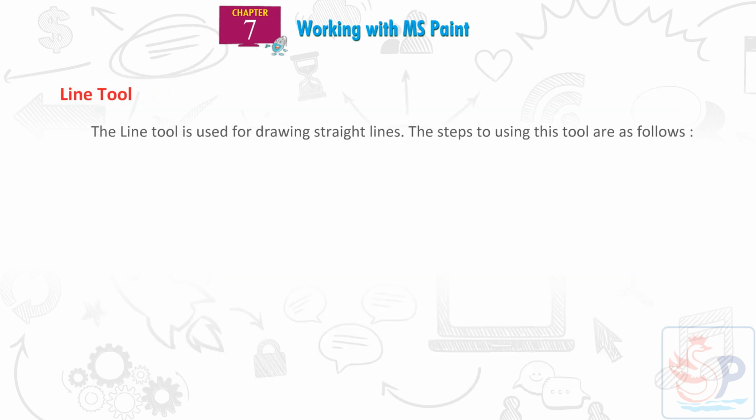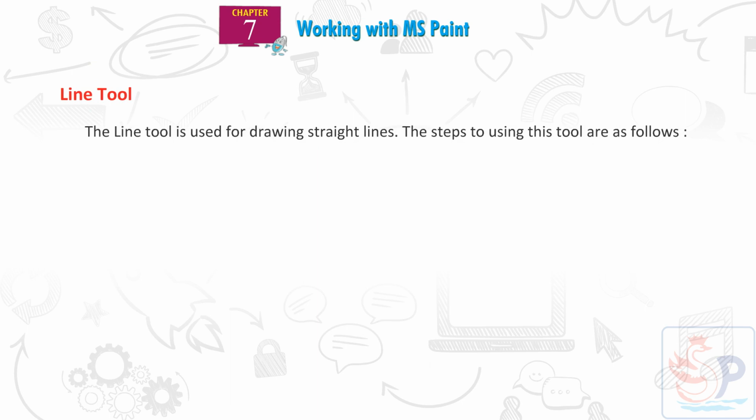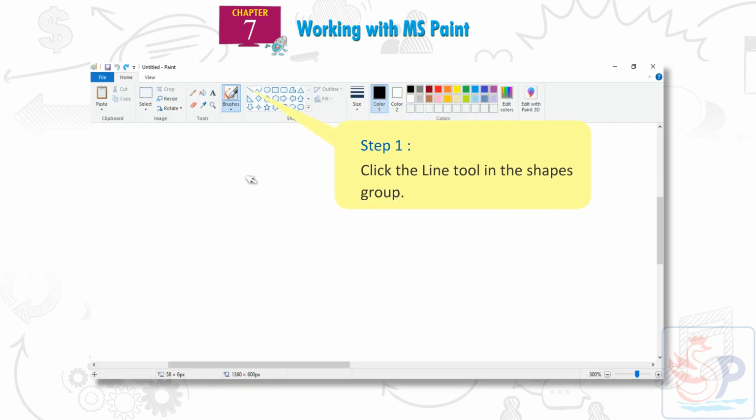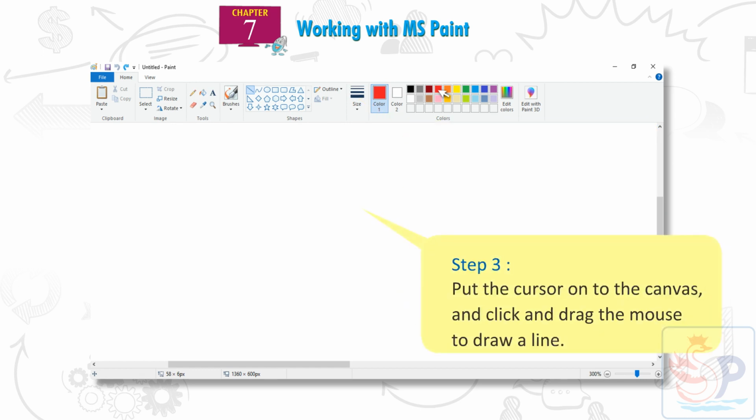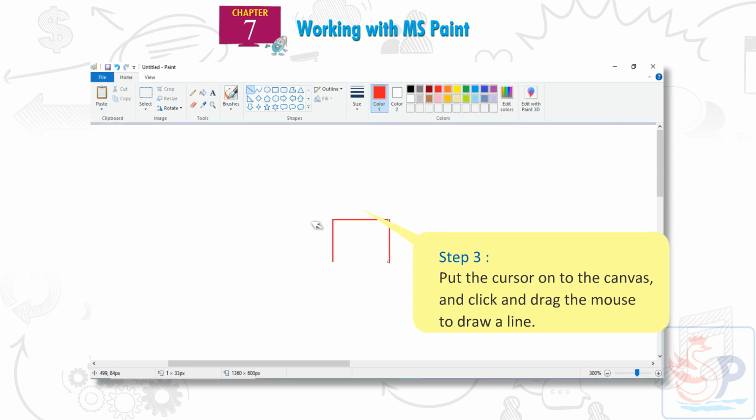Line tool. The line tool is used for drawing straight lines. The steps to using this tool are as follows. Step 1. Click the line tool in the shapes group. Step 2. Click the size and select a thickness for the line. Select any color for the line by clicking on it in the colors group. Step 3. Put the cursor onto the canvas and click and drag the mouse to draw a line.